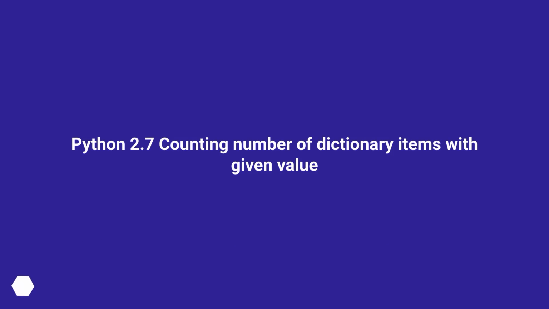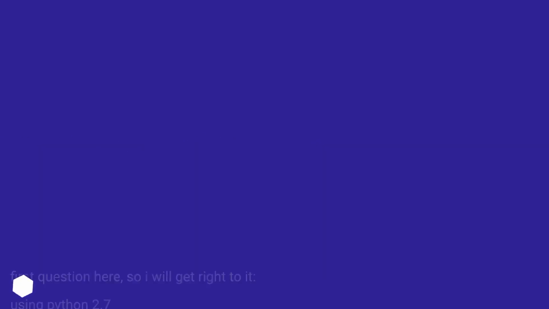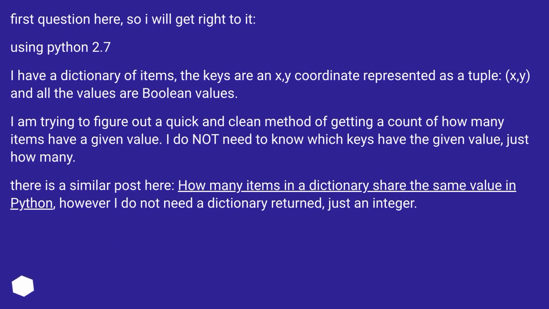Python 2.7: Counting number of dictionary items with given value. First question here, so I will get right to it. Using Python 2.7, I have a dictionary of items. The keys are an x, y coordinate represented as a tuple, (x, y), and all the values are Boolean values.